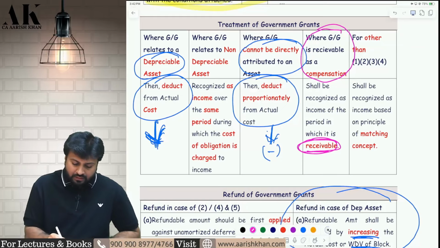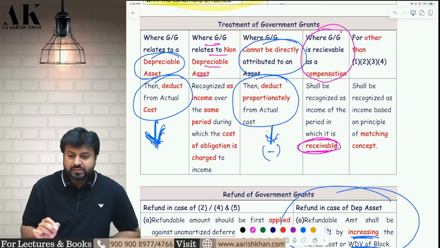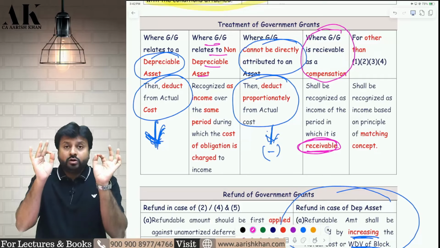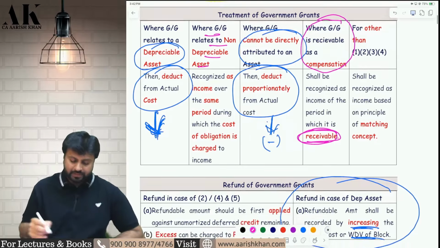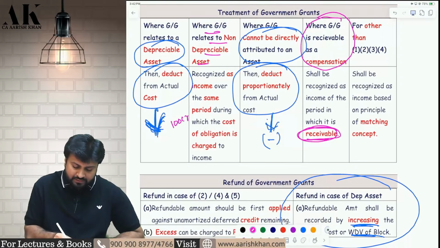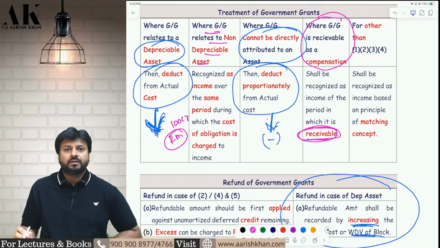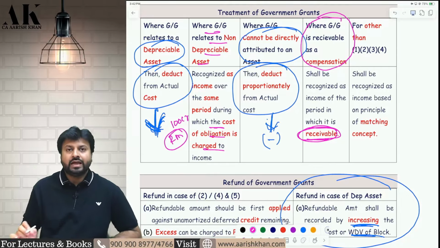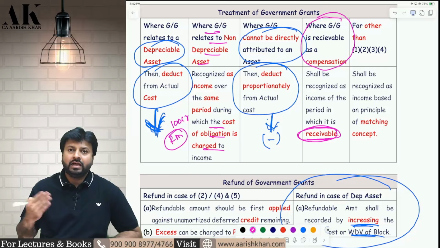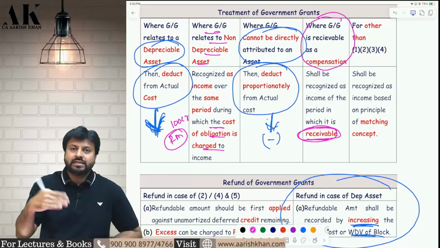Similarly, where the government grant relates to a non-depreciable asset, what shall I do? It is not relating to a depreciable asset. For example, the government has given me 100 crore rupees for purchasing raw material. So this will be recognized as and when I fulfill my obligation. As and when I purchase the raw material, I have to recognize that much income.